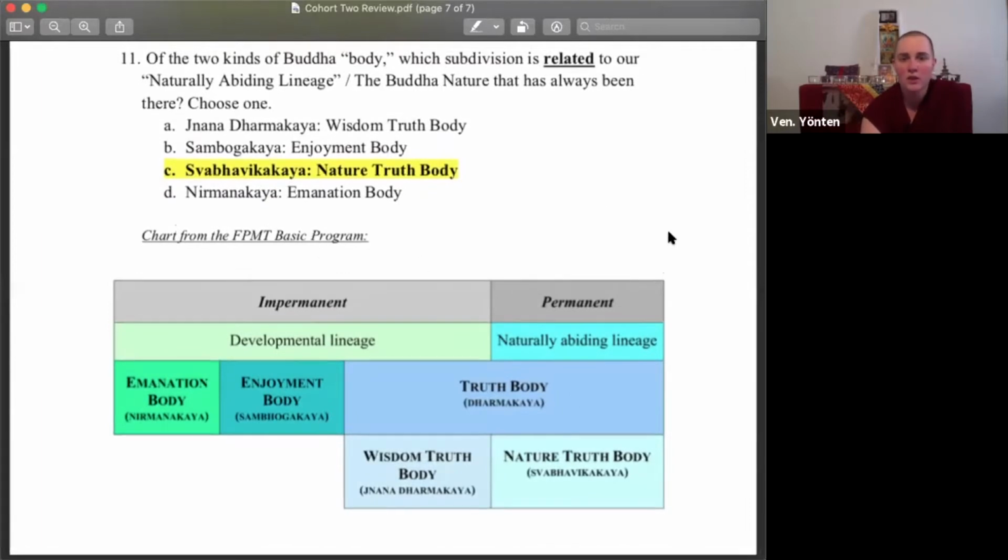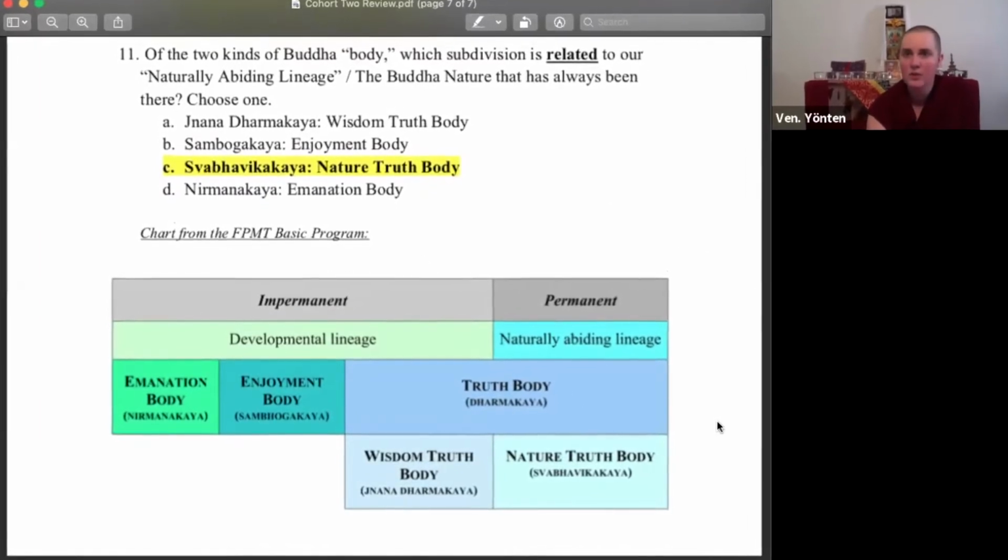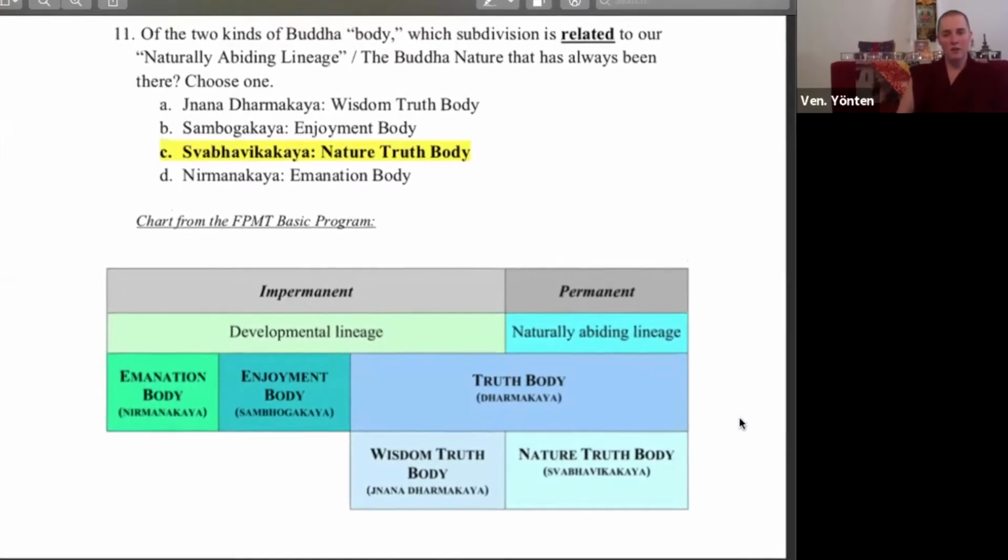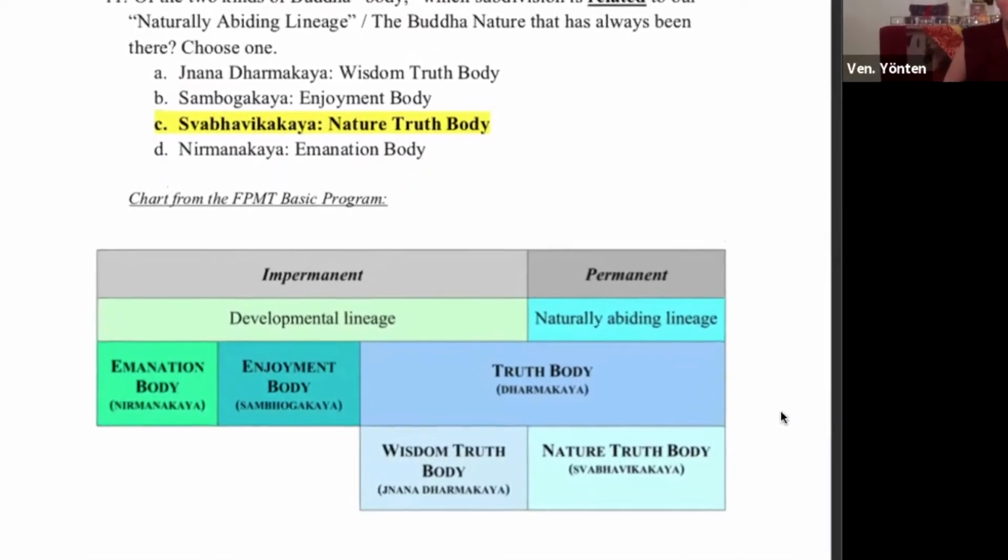If you look at this chart, does it feel clearer? Is there anything about that whole dividing process that you'd like to ask about?